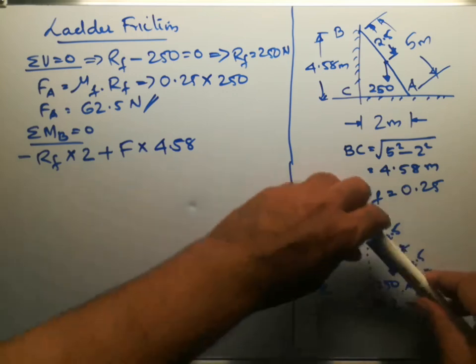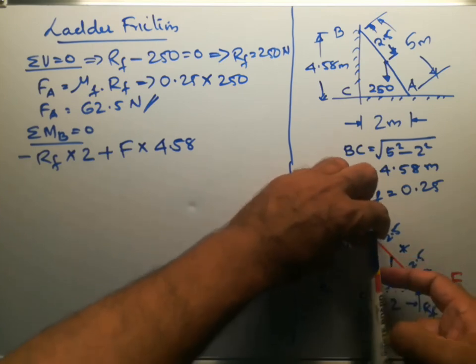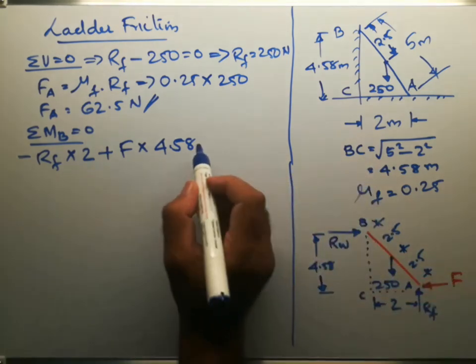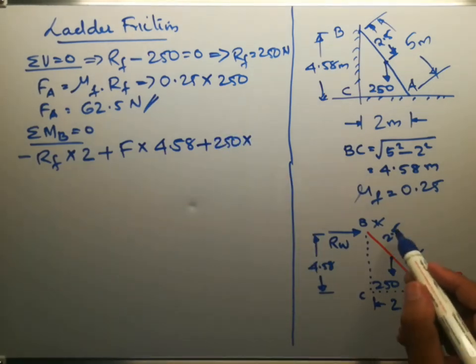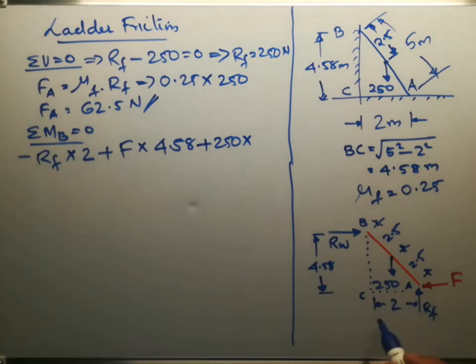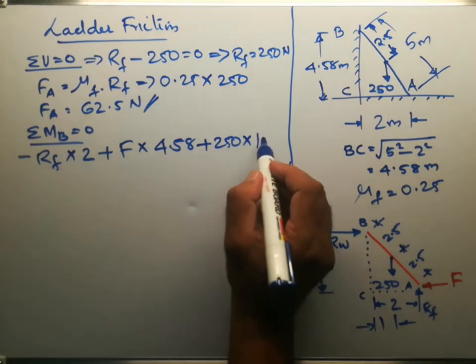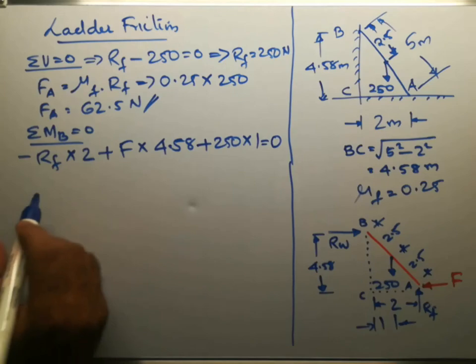Then another force making moment is the weight of the ladder, which creates a clockwise moment. So again plus 250 into the perpendicular distance between the line of action and the point, which is 1 meter, equal to 0. No other forces create moment. RW will not create any moment, and at B there is no frictional force because the wall is smooth. These are the forces which create moment.